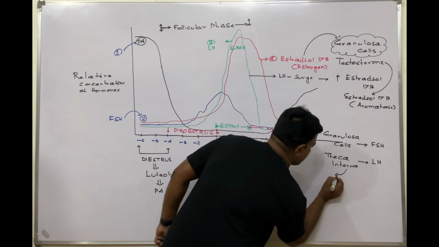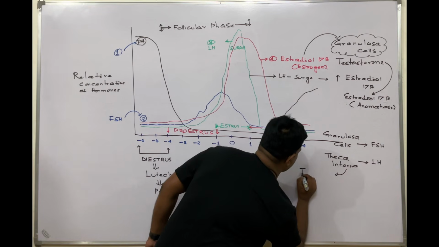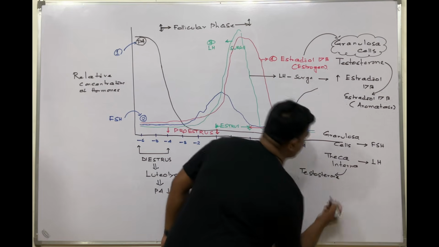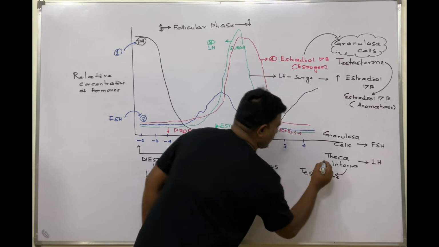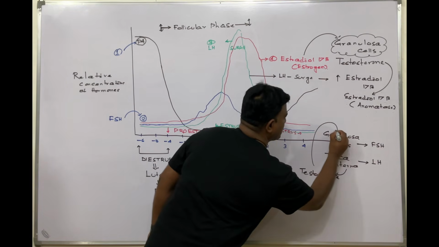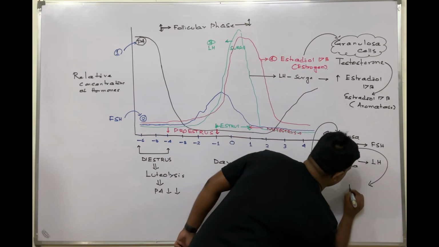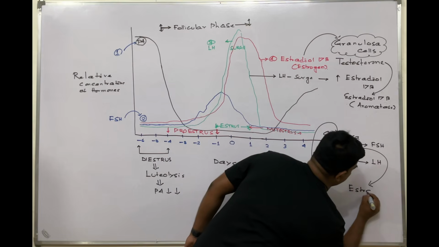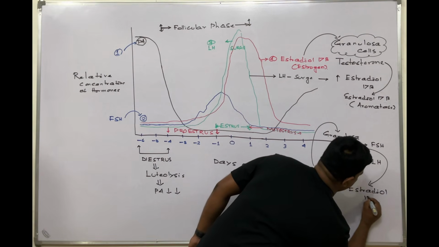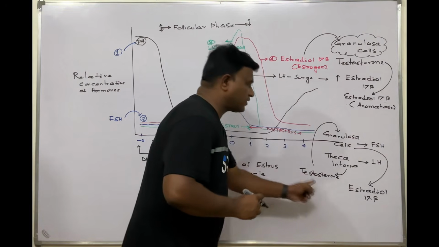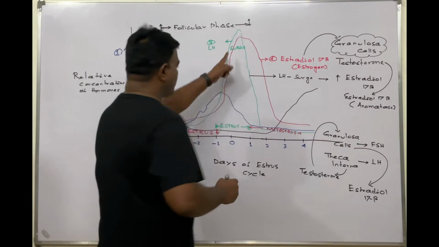This LH causes the formation of the androgen testosterone. Now the very important point, we are reaching towards the last part. This testosterone will go to the granulosa cells. In the presence of FSH, this will be converted to this estradiol 17 beta by aromatase activity. So this is the usual cycle, and this occurs here.